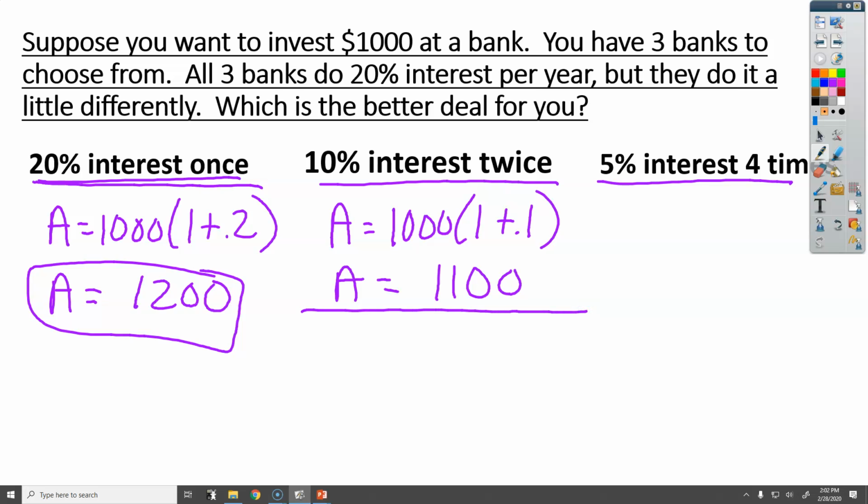So here's what's going to happen. At the end of the year, they're going to take whatever's in the account. Now what's in the account? Now you've got $1,100, right? And they're going to give you an additional 10% of that. Now, I don't know what that is, so I'm going to punch that in the calculator real quick if I got one.